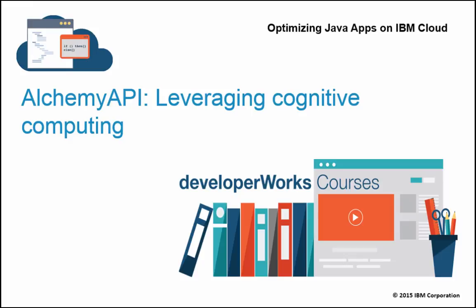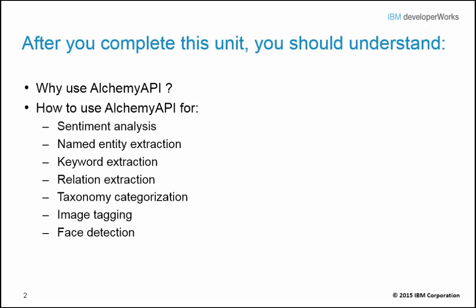Hello. Let's talk about leveraging Alchemy API cognitive services to make our application smarter. After you complete this unit, you should understand the benefits of cognitive services offered by Alchemy API. We will go over Alchemy APIs used for sentiment analysis, named entity extraction, keyword extraction, relation extraction, as well as taxonomy, categorization, image tagging, and face detection.